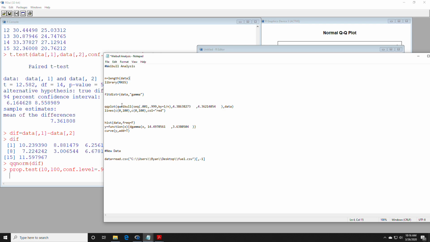So again, we have to change our distribution, and based on what the maximum likelihood estimates are, we have to change the numbers here and here. And we use these two graphs to determine which distribution seems to model the data the best.